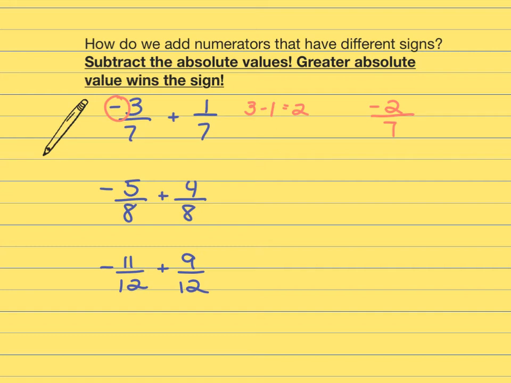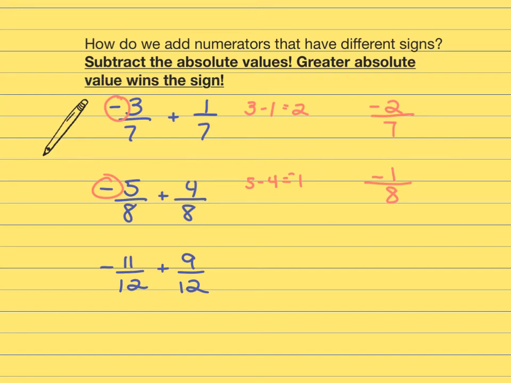Let's try this again. -5/8 plus 4/8. We are going to subtract the absolute values of -5 and 4. That is 5 take away 4 equals 1. We subtracted the absolute values of those numbers. Negative 5 has the greater absolute value, and it wins the sign. So our answer is negative 1. That's the numerator. We write negative 1, and 8 is our denominator. Negative 1/8.